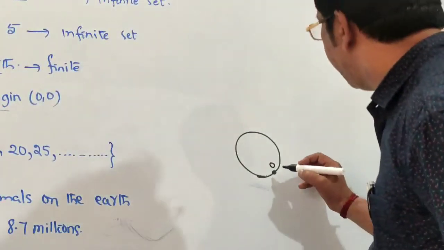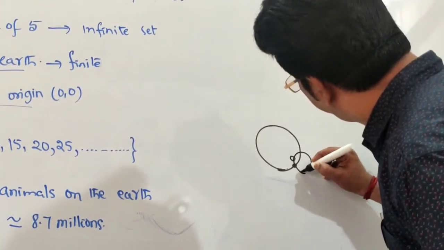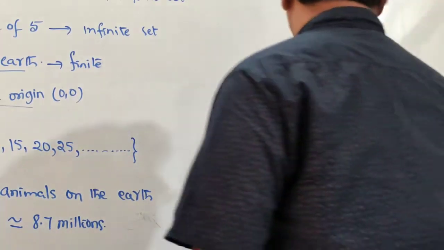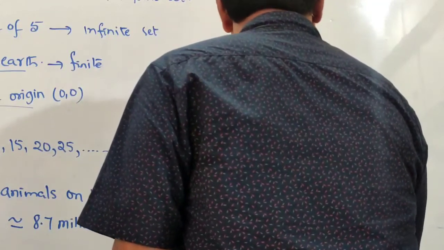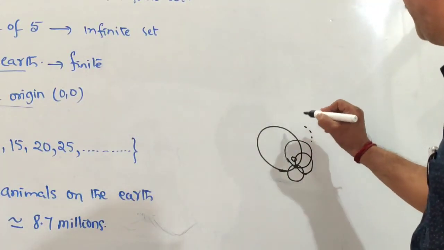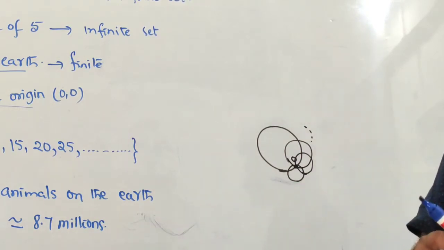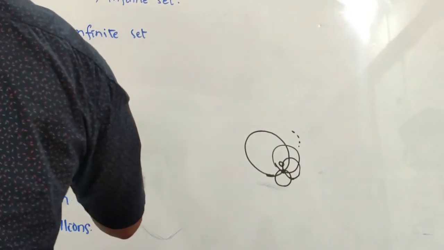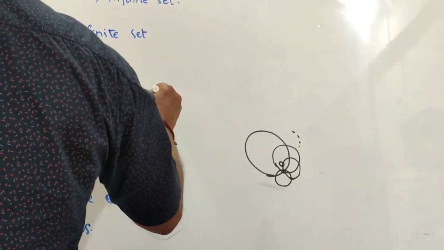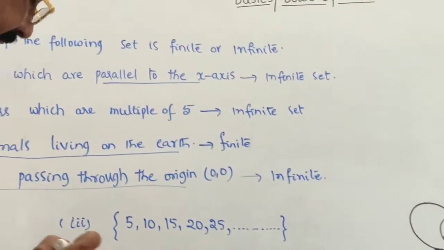So passing through origin means we can draw another circle. This is another circle. Next, we can draw like that. Similarly, we can draw an infinite number of circles which pass through the origin. So therefore, the answer is infinite. It is an infinite set.